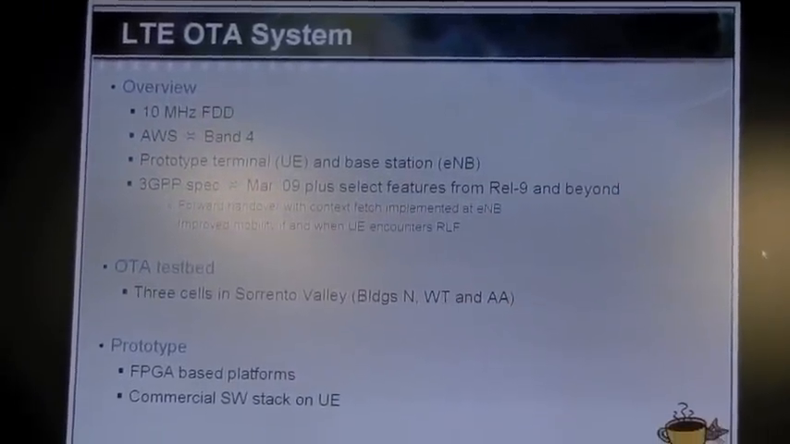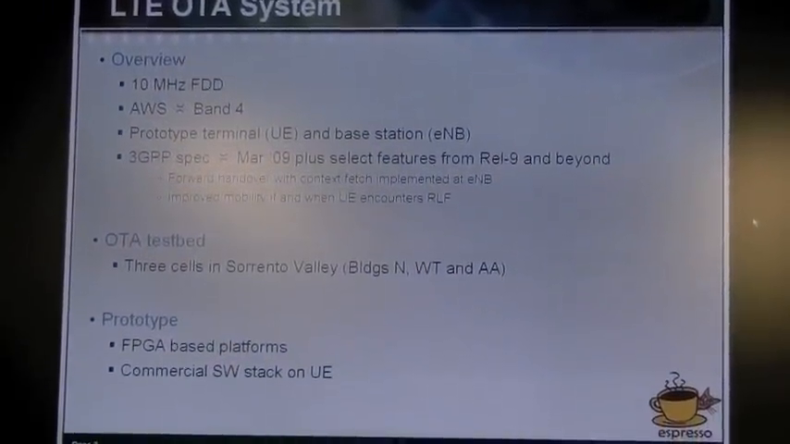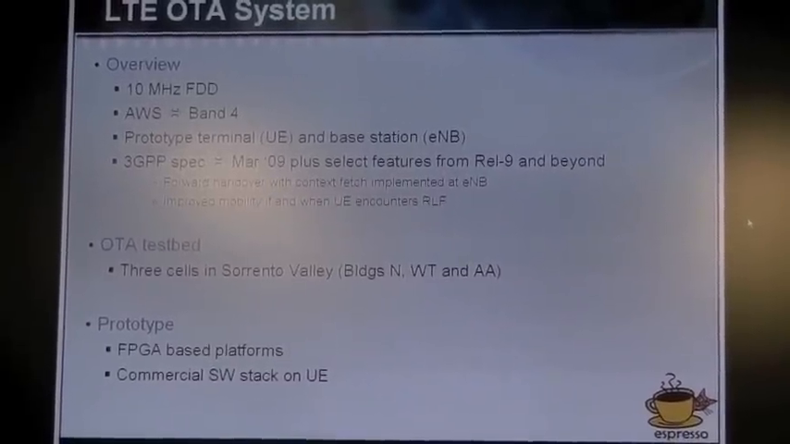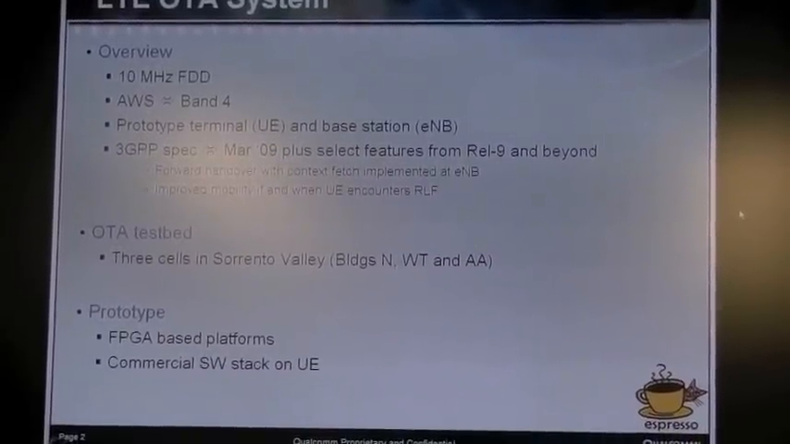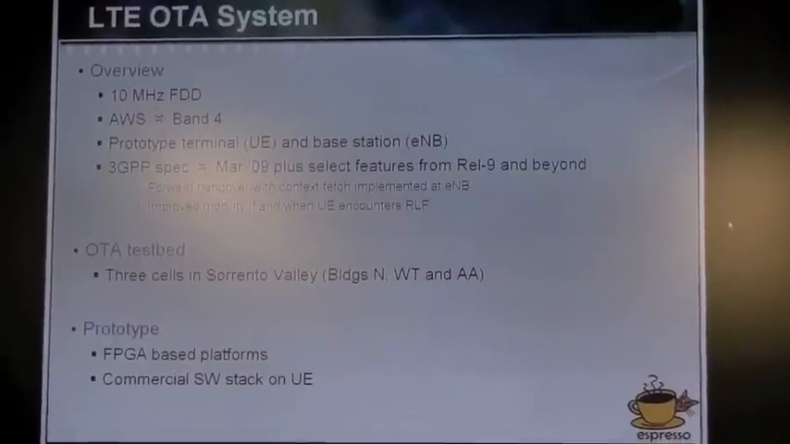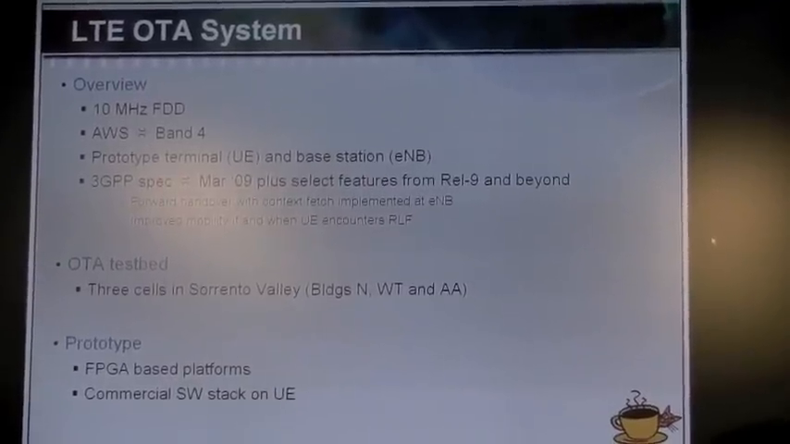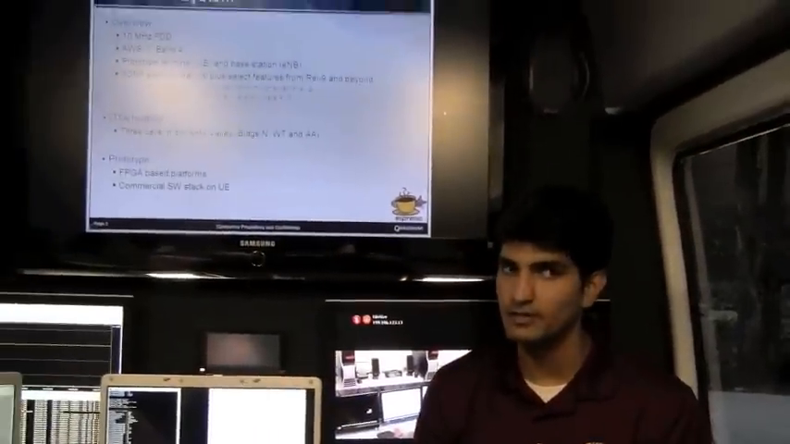The cell phone that we are using is our own prototype, which sits at the back of this van. It's called the user equipment, the UE. And we have three base stations deployed over a radius of 3 miles. The three base stations are on the roof of three Qualcomm buildings. One is on the roof of this building, and two other base stations are on the roof of two other buildings which are a mile away. So a radius of around 3 miles.